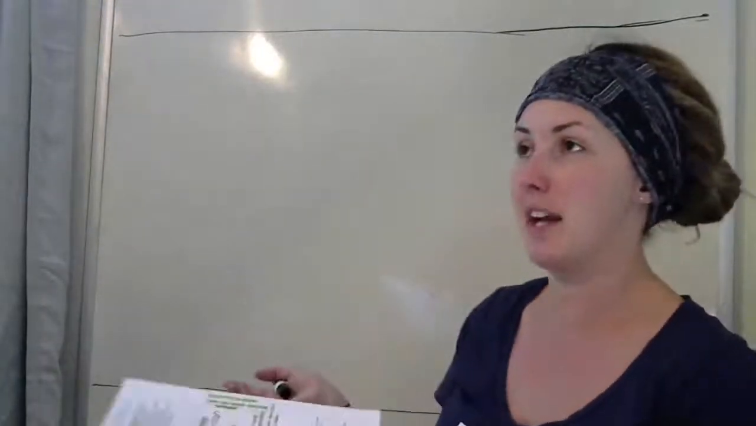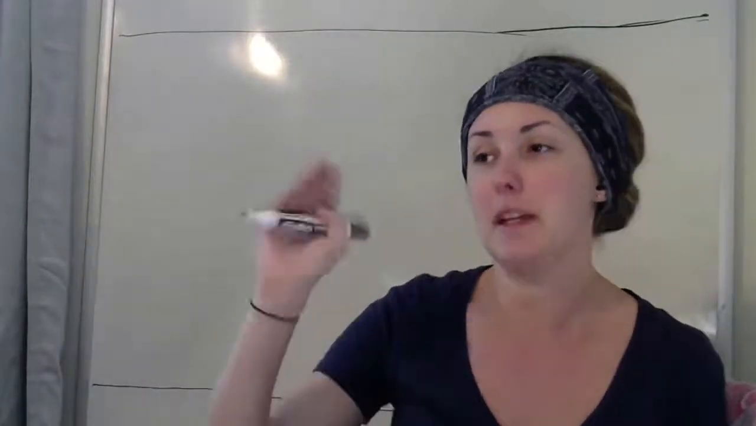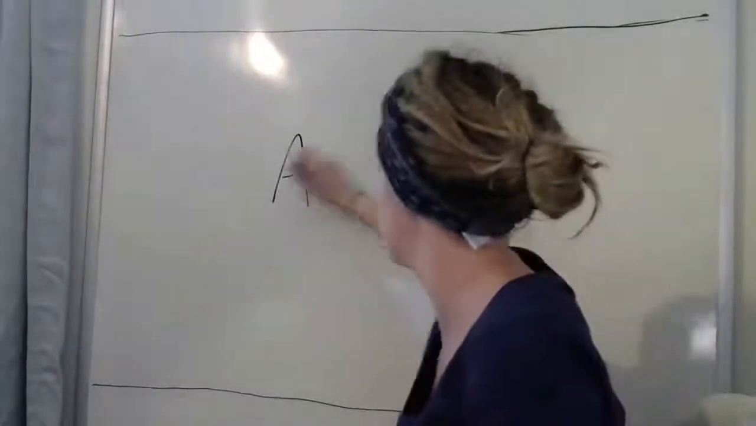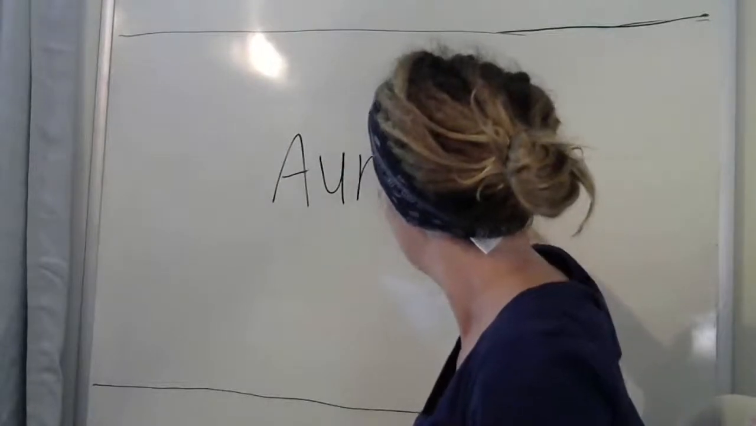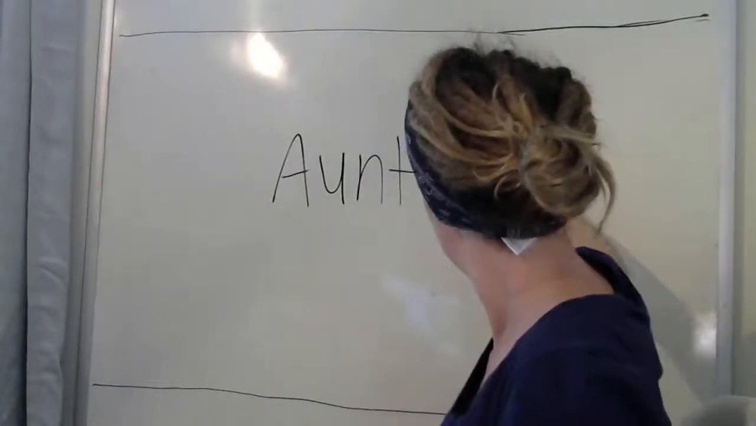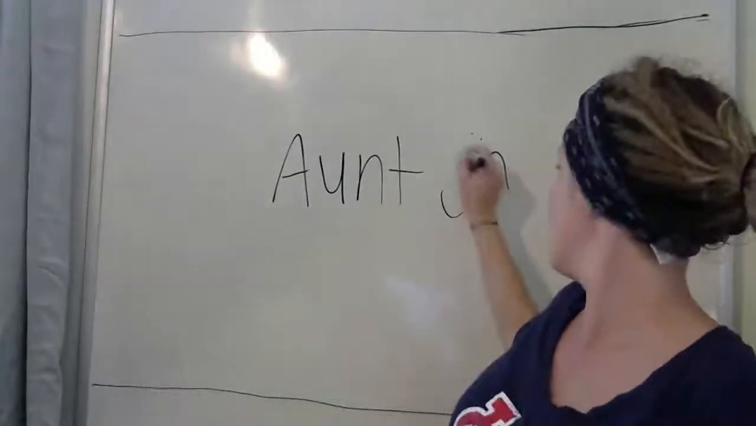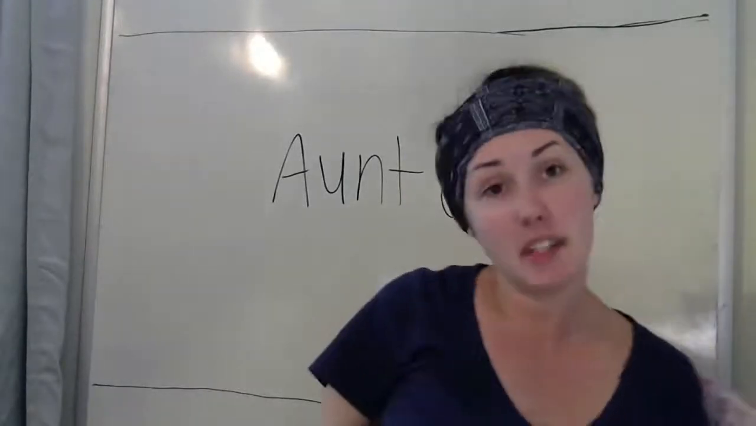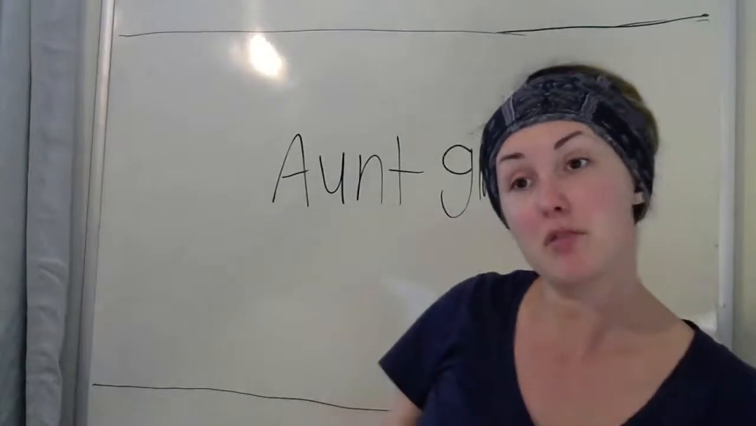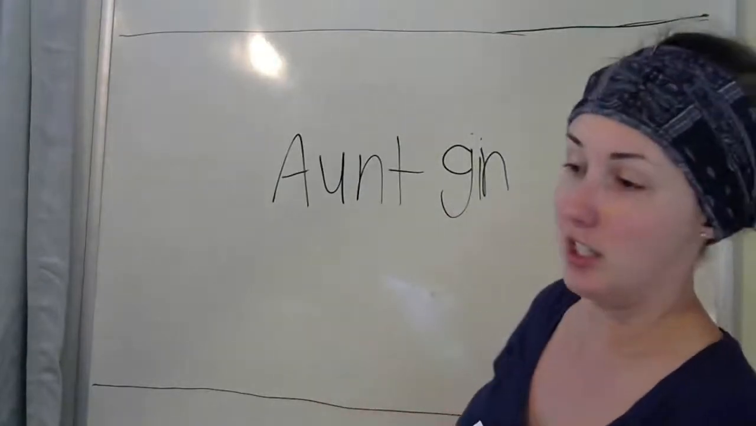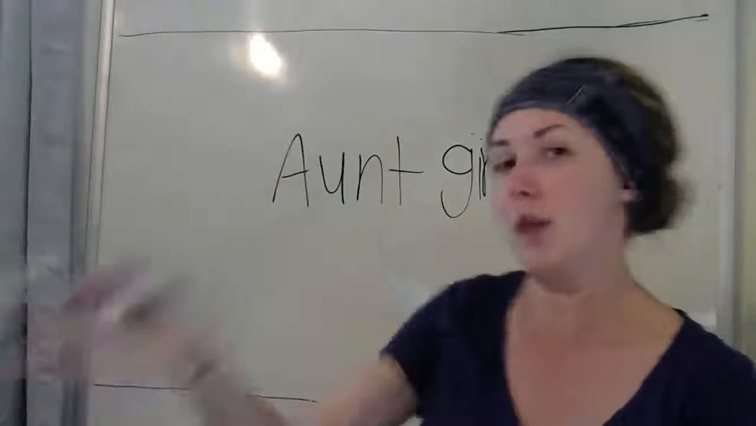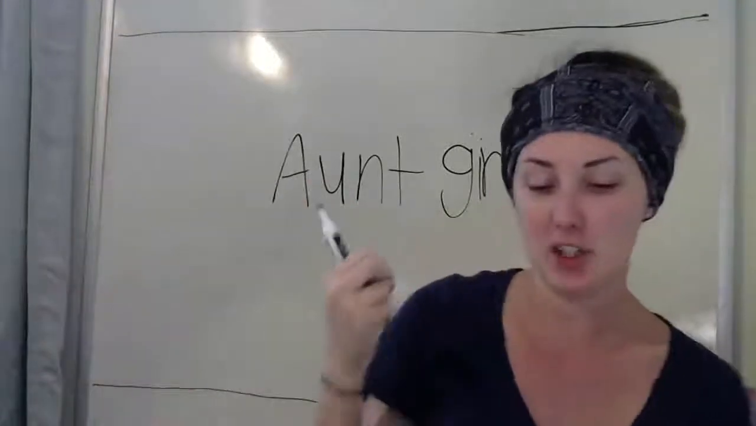So after class today, we had a discussion about how we can remember this. An antigen is going to be something coming into your body, and so the way that we remembered this is Aunt Jen. She came to visit, and we don't like it when she comes to our house. So Aunt Jen and antigen are going to go hand in hand. We don't want whatever that antigen is.